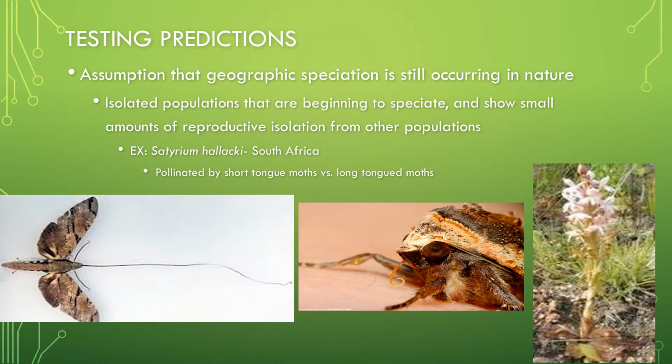There are examples of geographic speciation still occurring today in nature. A great example is the orchid Satyrium halaki, which lives in South Africa. To attract pollinators, the orchid has evolved long nectar tubes in its flowers, and pollination can only occur when the long-tongued moths or flies get close enough to collect nectar. However, in the coastal regions, there are only short-tongued bees, so the flower has much shorter nectar tubes. If all were to share a location, there would be some problems because short-tongued pollinators wouldn't be able to pollinate flowers with long tubes, and vice versa.